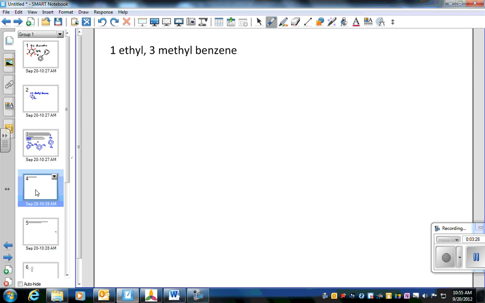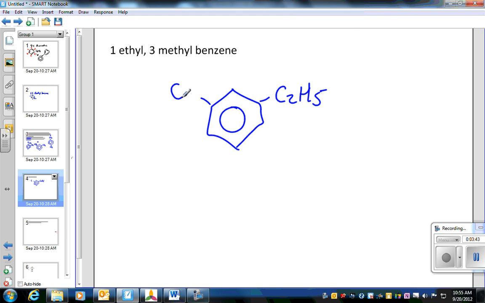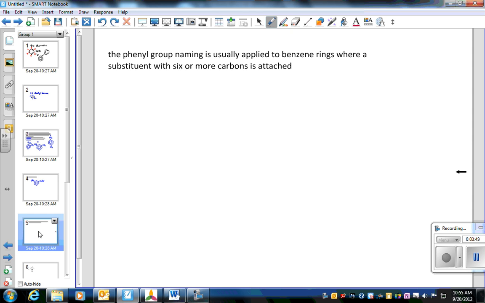Let's take a look at another one. 1-ethyl, 3-methyl, so this would be the meta position as well. You could say this is meta-ethylmethylbenzene, but either way, we've got the ethyl group in position 1, and we've got the methyl group in position 3.